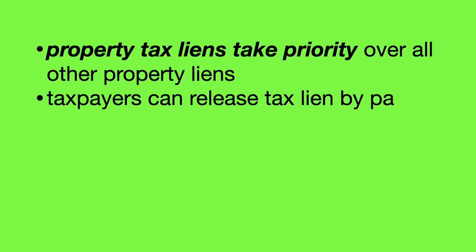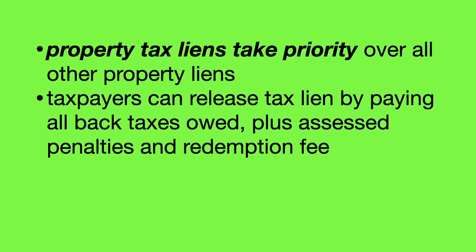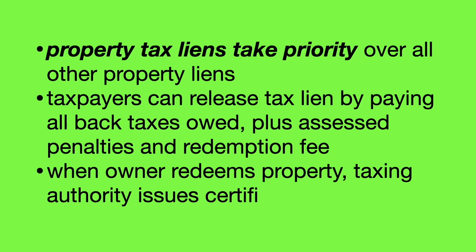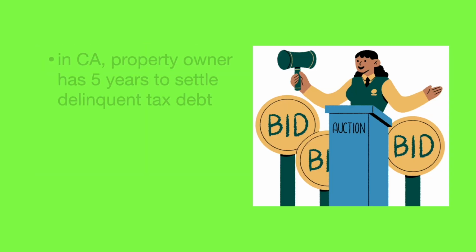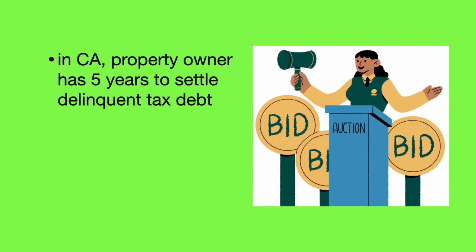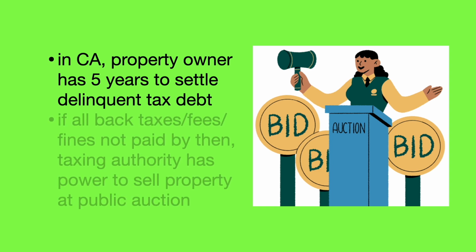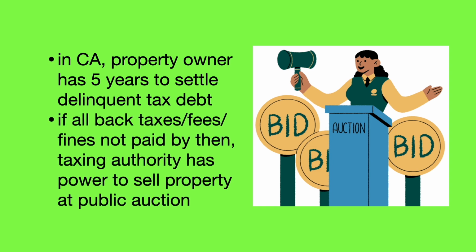Taxpayers can release a tax lien by paying back all taxes owed along with assessed penalties and a redemption fee. When a property owner redeems the property, the taxing authority issues a certificate of redemption. In California, the property owner has 5 years to settle the delinquent tax debt. If all back taxes, fees, and fines aren't paid by that time, the taxing authority has the power to sell the property at public auction.